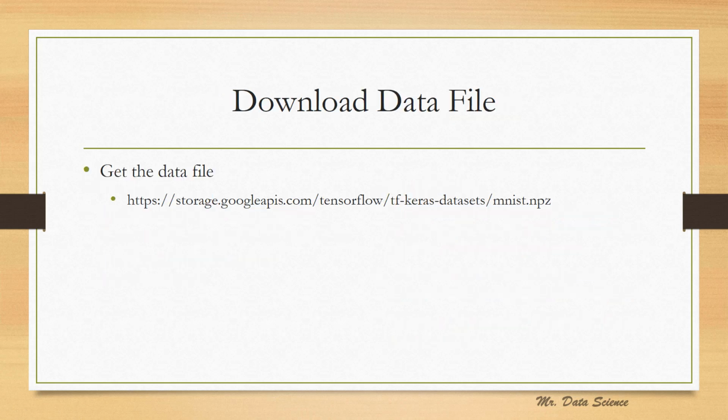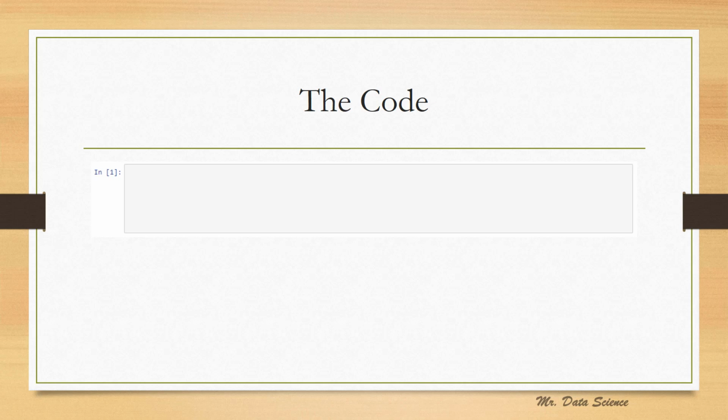To import the MNIST dataset from a local directory, you will first need to download the MNIST dataset to your personal computer. You can get the MNIST data file by going to the following link. This link is also provided in the description for your convenience. After downloading the file, move it to your desired location. In my case, I will place the MNIST file in the same directory as my Jupyter notebook.